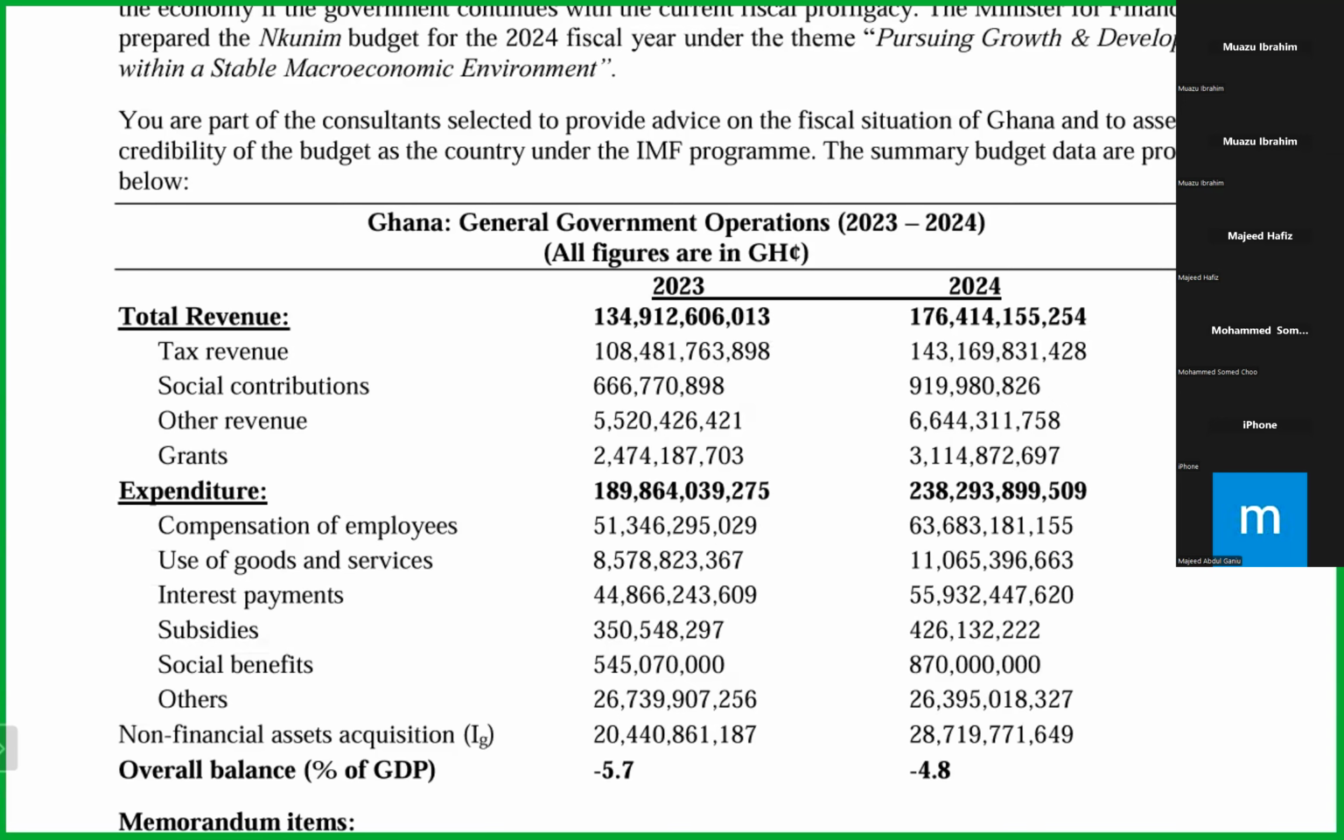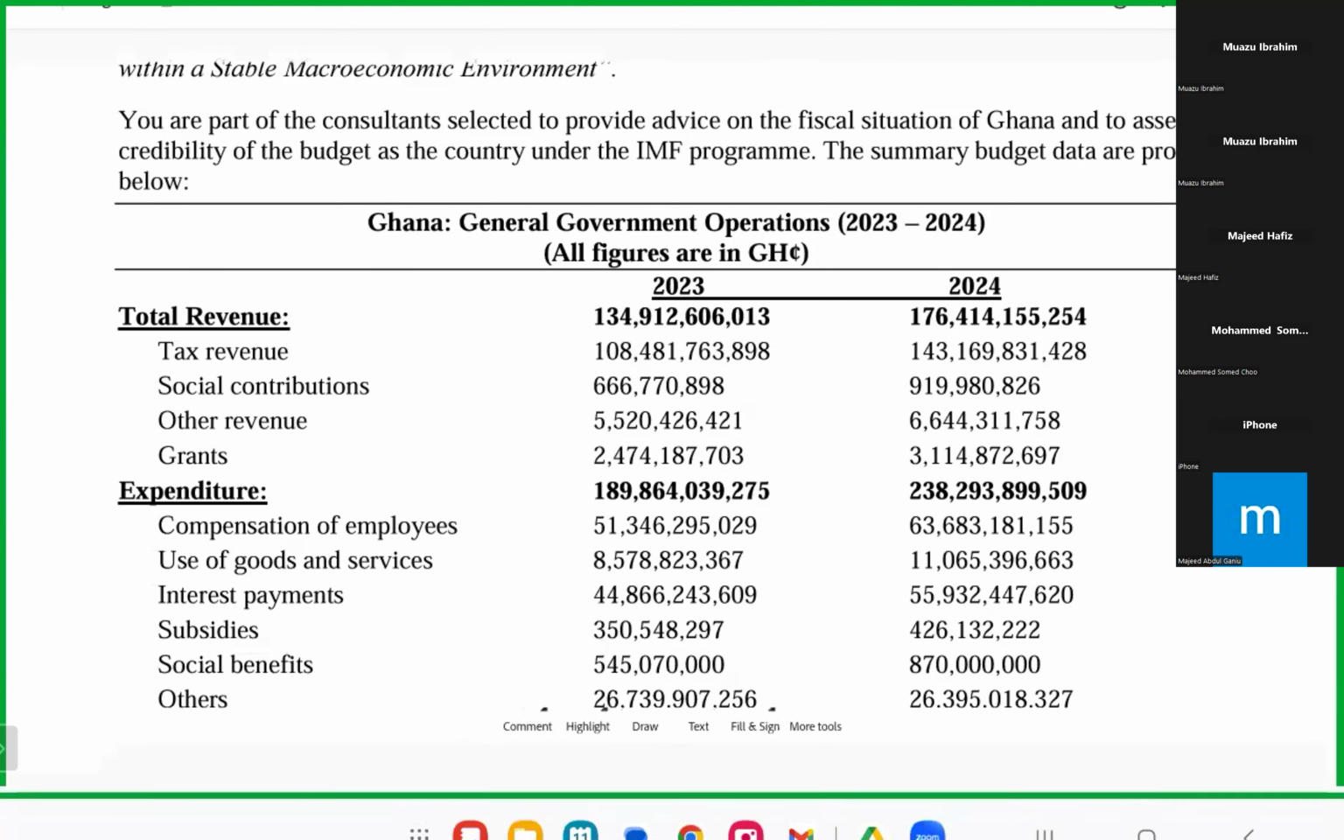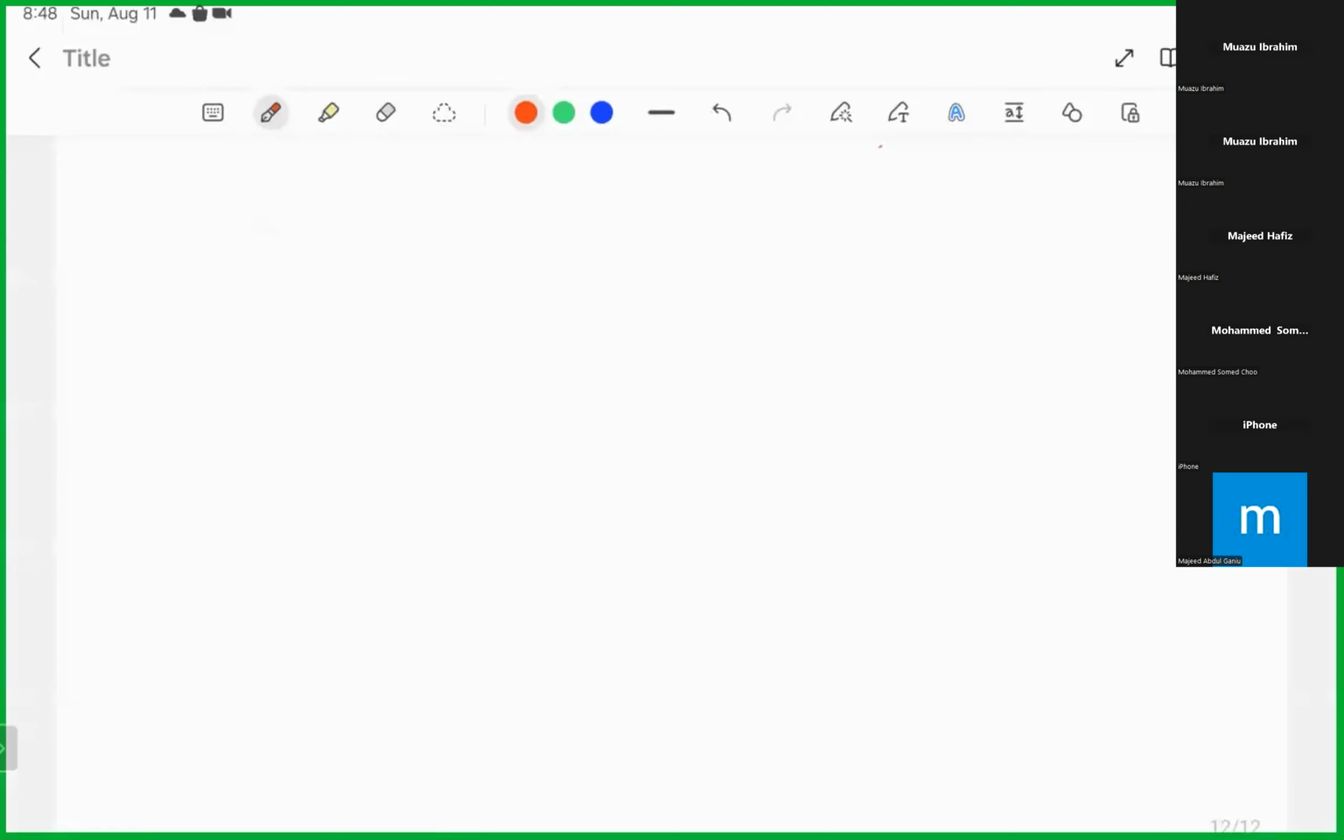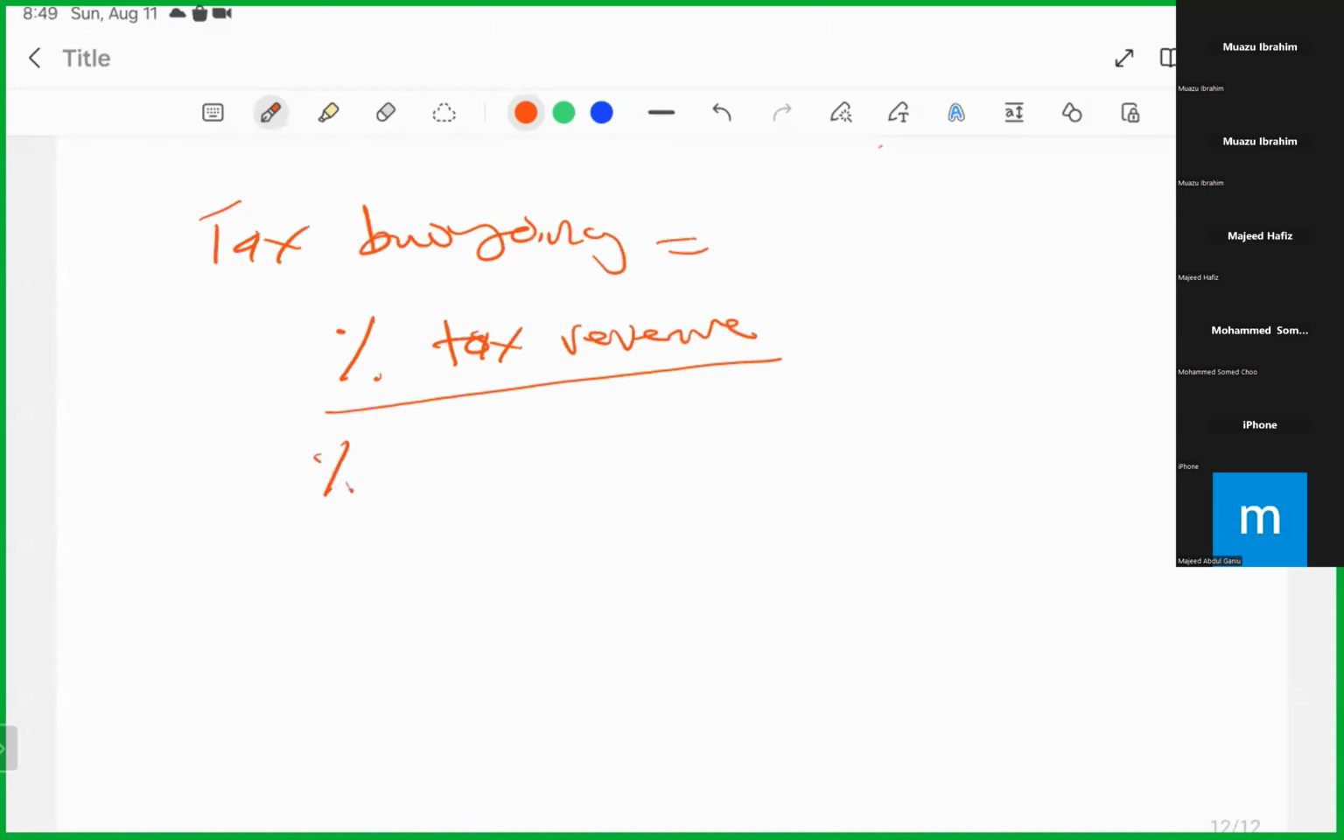One, you need to calculate the tax buoyancy. So how do we calculate the tax buoyancy? Your answer to the question is that you need to calculate the tax buoyancy. And the tax buoyancy is what? The percentage change in your tax revenue, please note, all over the percentage change in the nominal GDP. Let me just say, the percentage change in GDP.